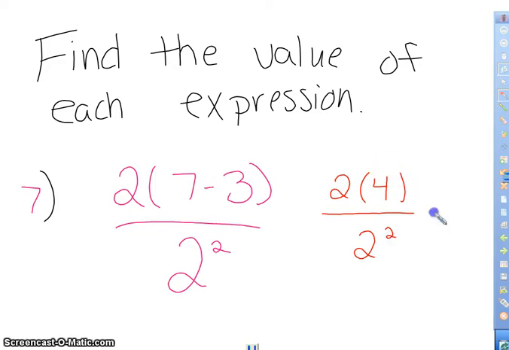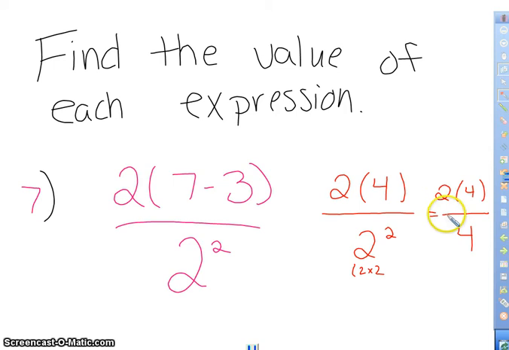Okay, now the next step is to do exponents. So I'm going to go ahead and do my exponent. 2 to the second power means 2 times 2, which is 4. And above that, I have still 2 times 4. Remember, there's no operation, it means multiplication.